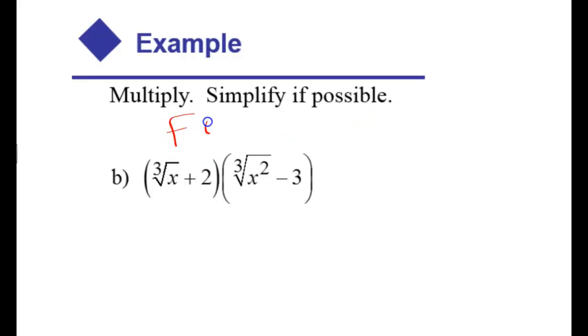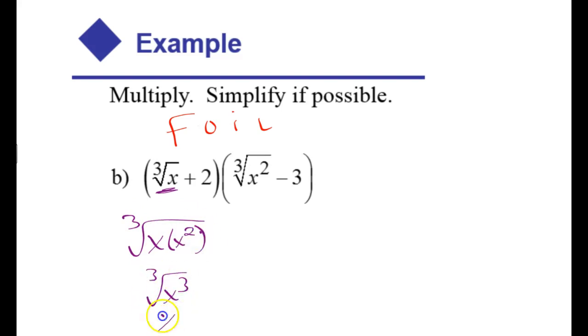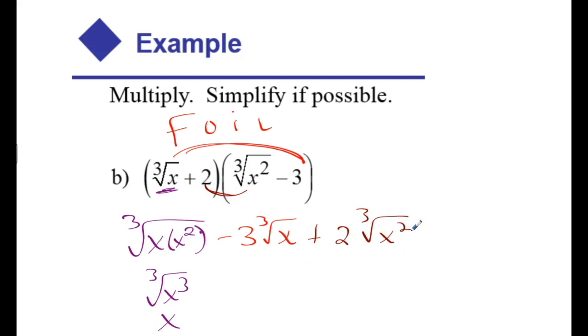Here you're actually going to use the FOIL method because it's a binomial times a binomial. So first terms, the cube root of x times the cube root of x squared is really the cube root of x times x squared, which you should probably know as x cubed, and the cube root of x cubed is just x. So that's just the first term. The outer terms is going to be minus 3 cube roots of x. The inner terms is plus 2 cube roots of x squared. And then the last term is going to be minus 6.